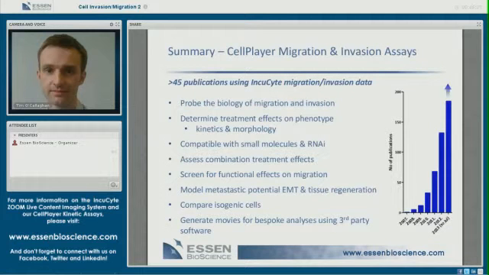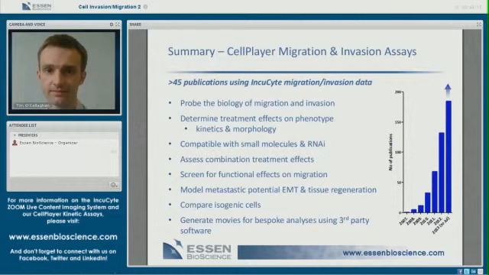So in summary, there have been over 45 independent publications using IncuCyte migration and invasion data. These publications are growing on a weekly basis, and they follow the same trend as the number of publications about our IncuCyte technology as a whole. On the right-hand side, I've got a bar chart showing the increase in IncuCyte publications since 2007 to date. To date, we have over 185 publications that have used IncuCyte live-content imaging to support the conclusions in the paper.